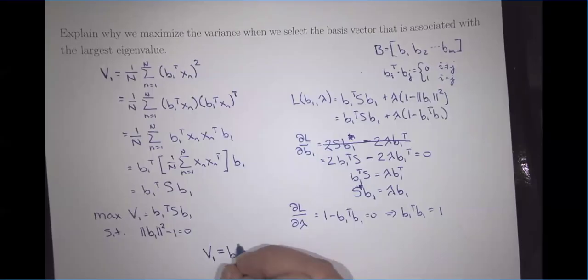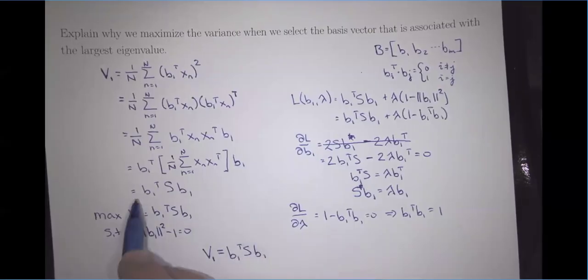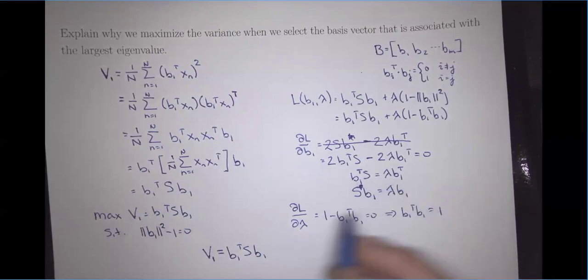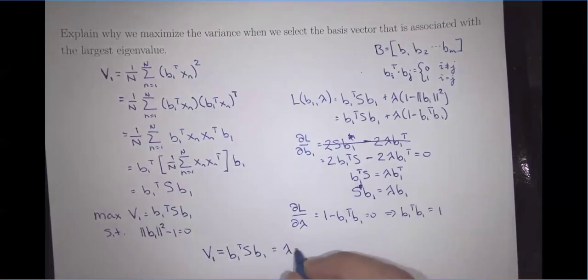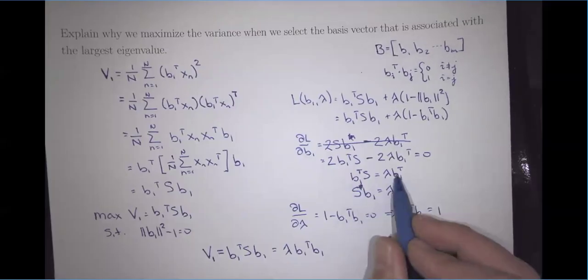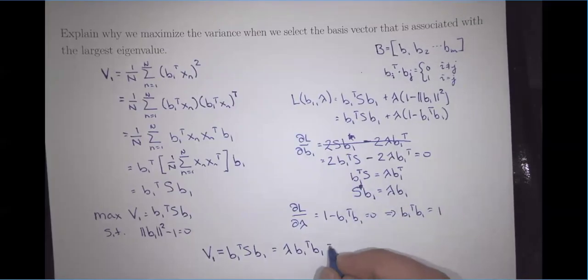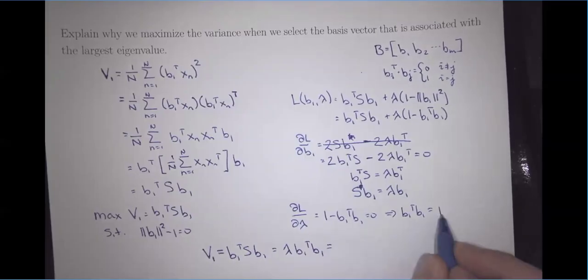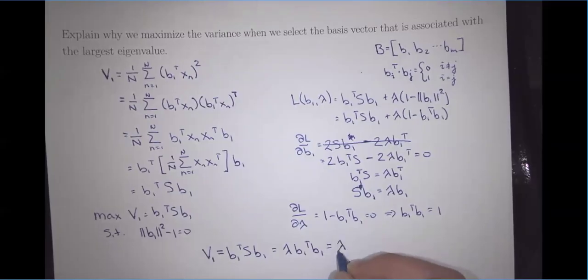So this is B1 transpose S B1 from our equation over there. But B1 transpose times S is lambda B1 transpose. So we've got lambda B1 transpose B1. And that follows from constraint number 1. We know something about B1 transpose B1. It's equal to 1. So from constraint 2, this is equal to lambda.